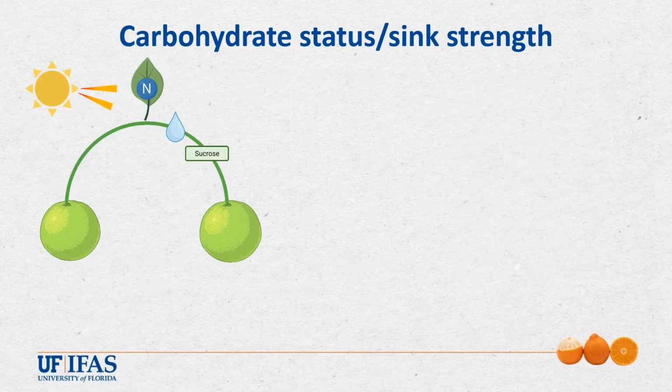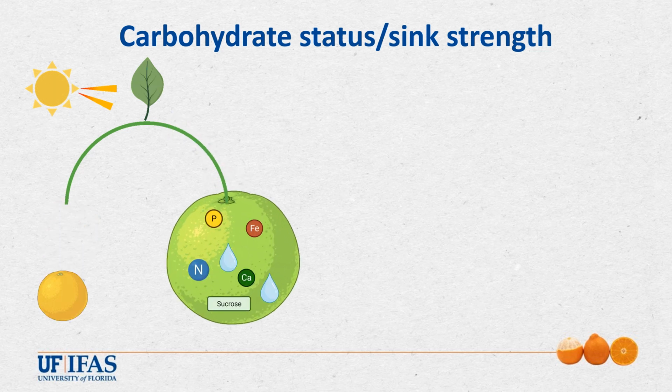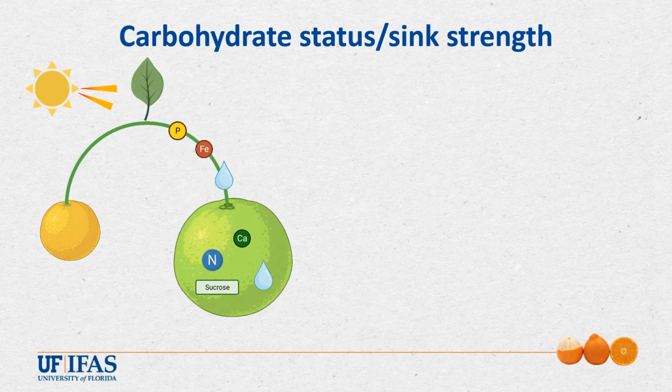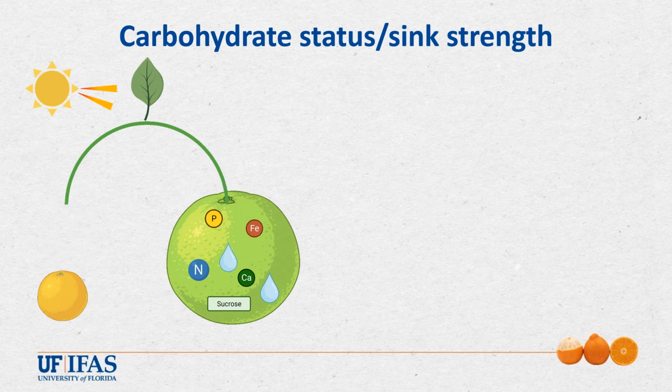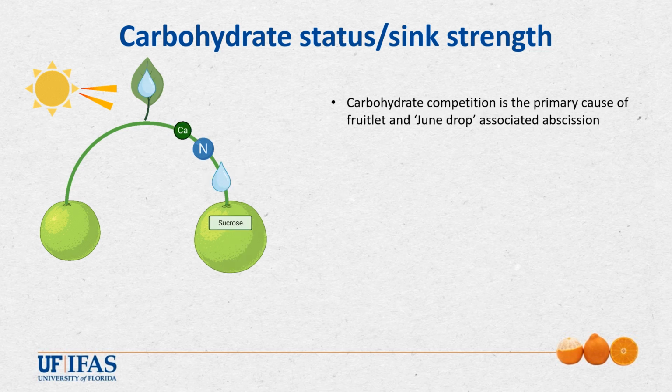Sink strength is another factor that can contribute to pre-harvest fruit drop. Sink strength refers to an individual fruit's ability to obtain resources such as carbohydrates from the tree. The more resources obtained, the stronger the sink strength, as demonstrated by the fruit on the right of the animation.